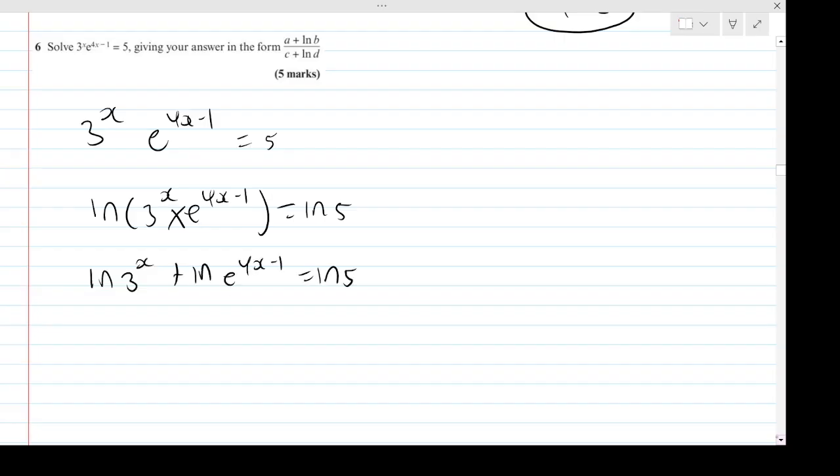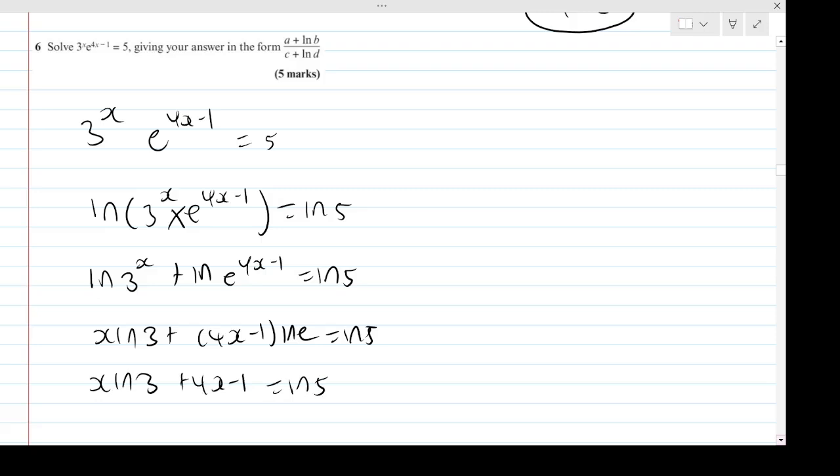Now hopefully it's a bit more apparent what we can do. So we can bring the power to the front. So then x ln 3 add (4x minus 1) ln e equals ln 5. Well, again, ln e goes to 1. So x ln 3 add 4x minus 1 equals ln 5.